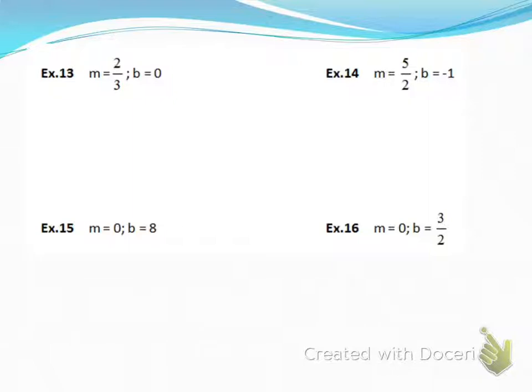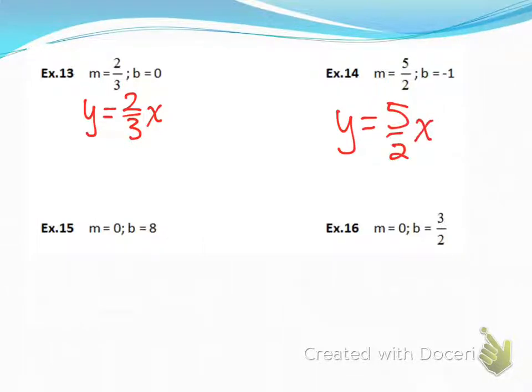Number 13. Trinity, what did you get? Y equals 2/3 x. I like it. If we have a 0 for our y-intercept, we do not usually put the plus 0 on the end. We usually just leave that off. All right, number 14. Deja? Y equals 5/2 x minus 1. Very good.